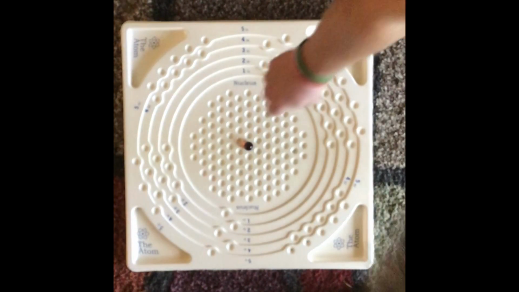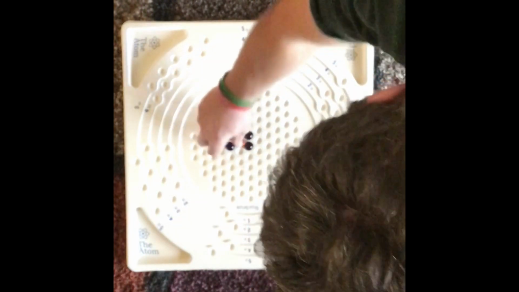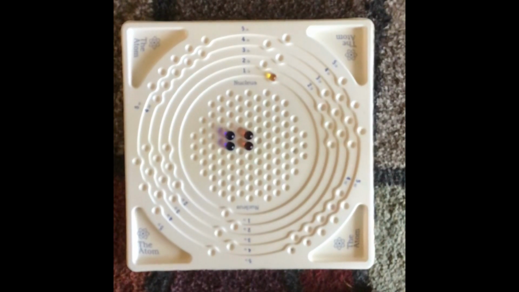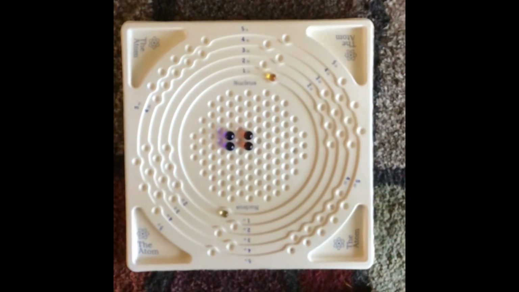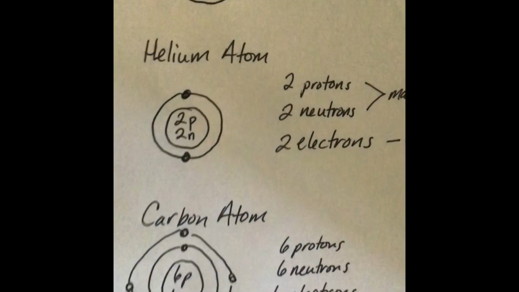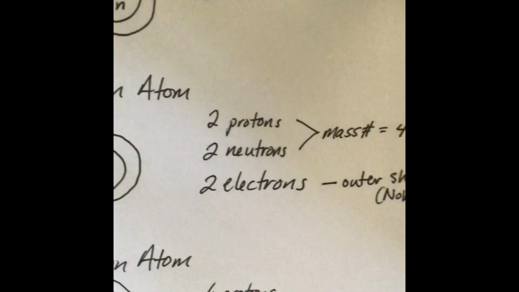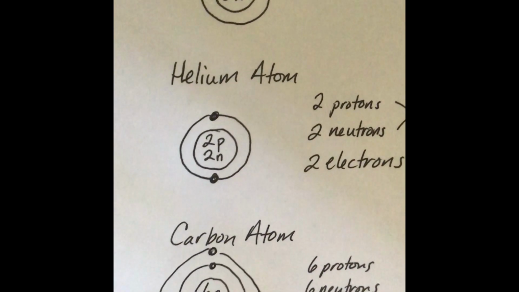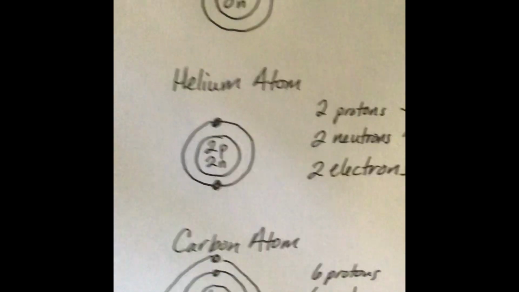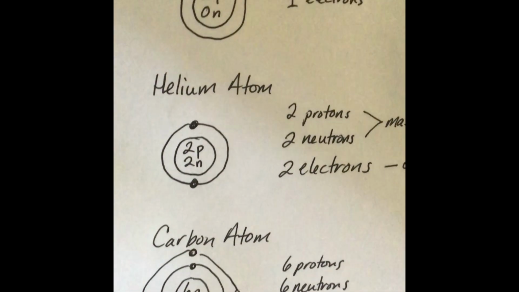So I'm going to add a proton, and put 2 neutrons in there. And I'm going to add another electron. Remember, we add the electrons. Now the first energy level is full. Here is our Bohr diagram. We can see 2 protons, 2 neutrons. We know that the mass number is 4. And since the first energy level only holds 2 electrons, it's now full. If it has a full outer shell, that means it's a noble gas. It's not going to react with other elements.